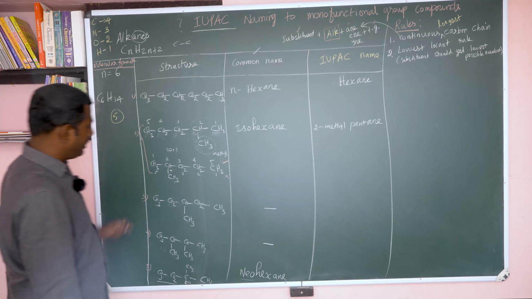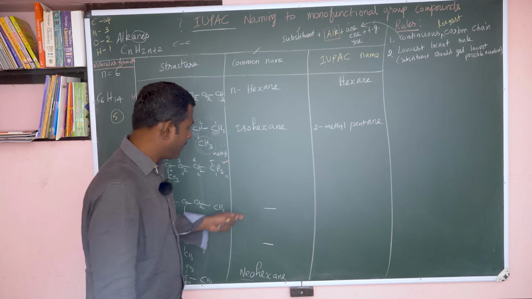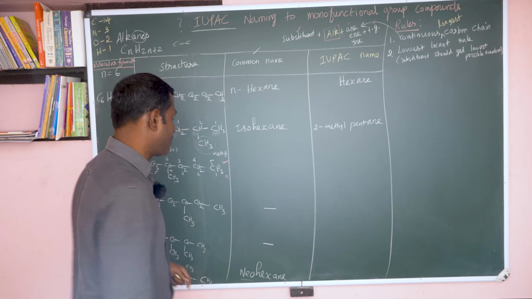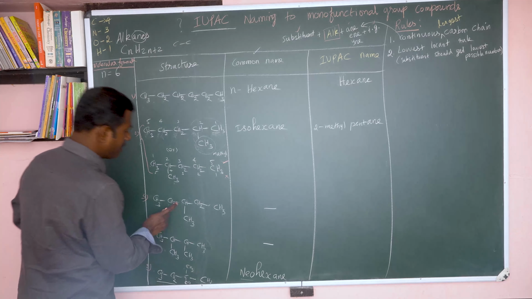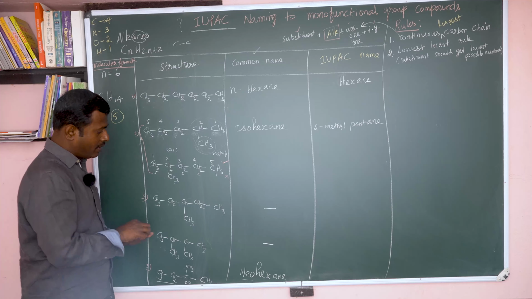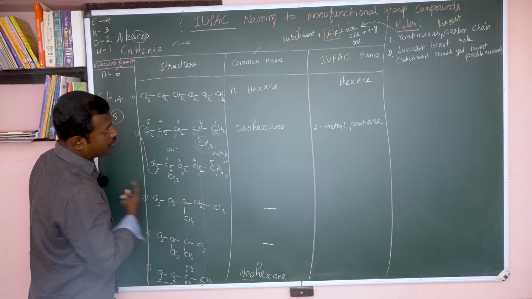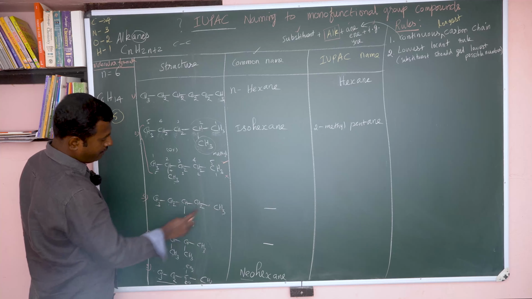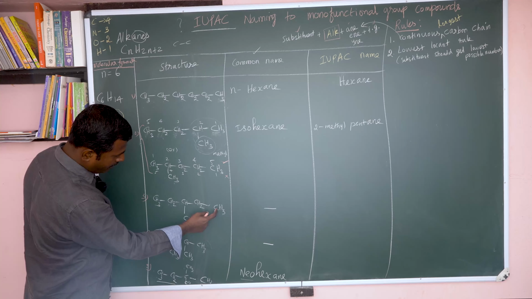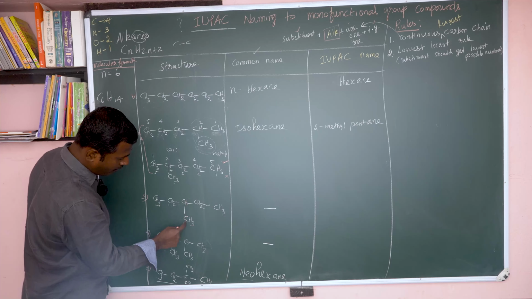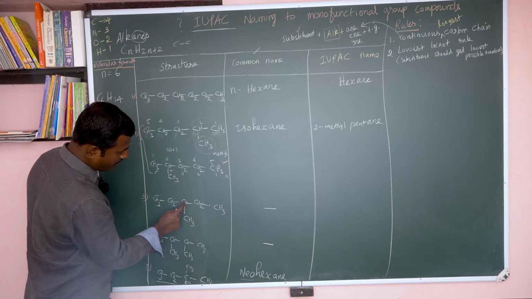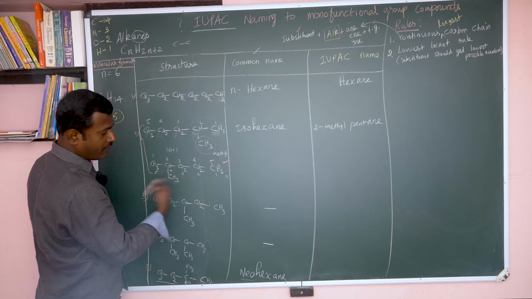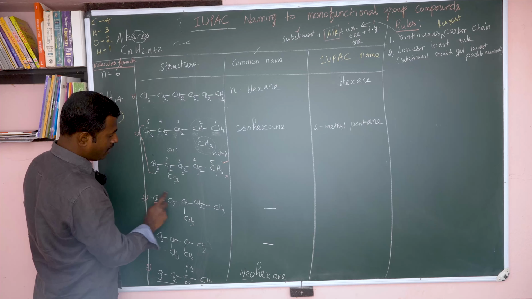What about the third compound? Already we know that the third and fourth do not have common names. They have only IUPAC names. We can easily give the IUPAC name to this compound. Here also there is a branch. We have to choose the continuous longest carbon chain: 1, 2, 3, 4, 5. If you count from here 1, 2, 3, then go down, you get only 4. If you go either from left to right or right to left, 1, 2, 3, 4, 5.